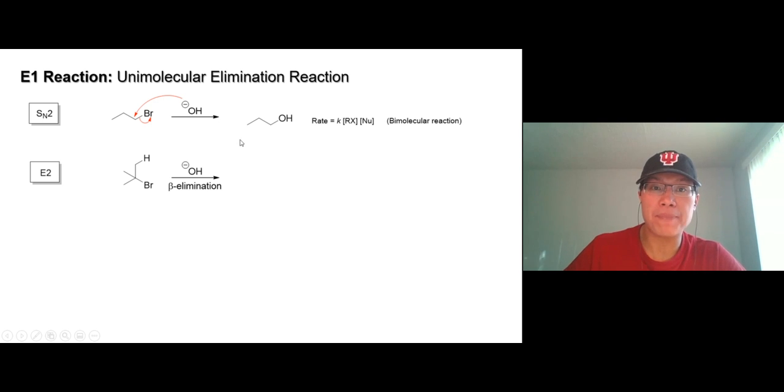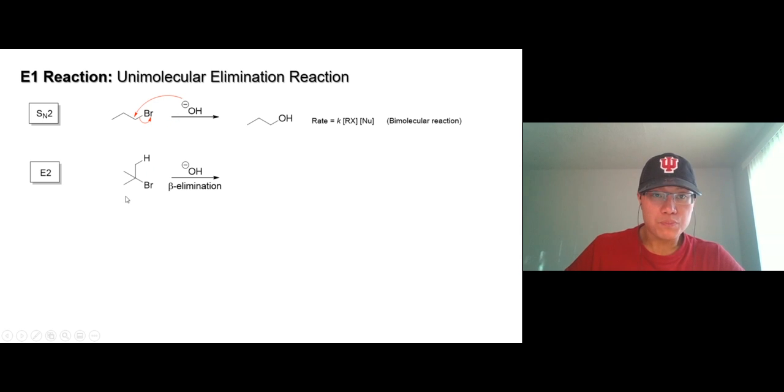So there's a rate determining step. The rate depends on the concentration of nucleophile and alkyl halide. If you decrease or increase any of these, it affects the rate, because both of them are involved in the rate determining step.